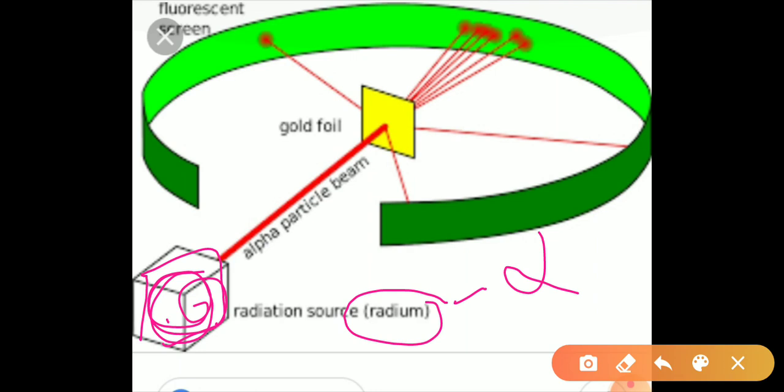These alpha particles are emitted in a straight direction, and there is a gold foil kept in the path, and in front of the gold foil is the screen. That is called a scintillation screen, or a fluorescent screen. This screen is movable. It indicates the position of the alpha particles. So this is the experimental arrangement.